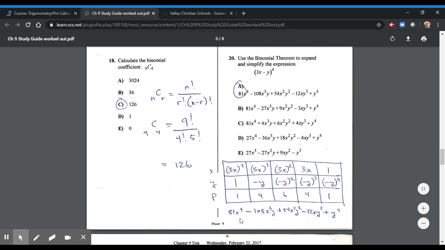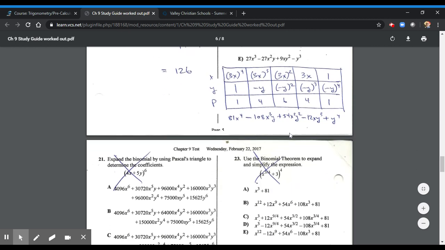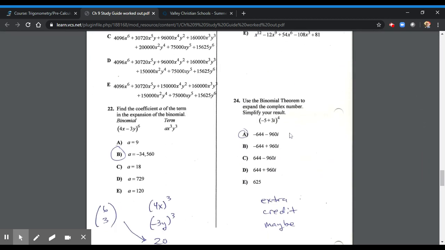Add these all together, so that'll be 81x to the fourth minus 108x cubed y plus 54x squared y squared minus 12xy cubed plus y to the fourth. And that turns out to be answer A. We'll skip 21 and 23.